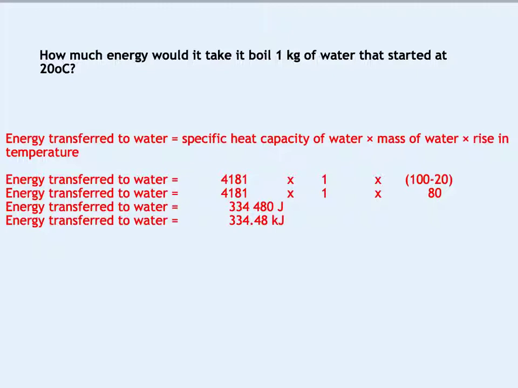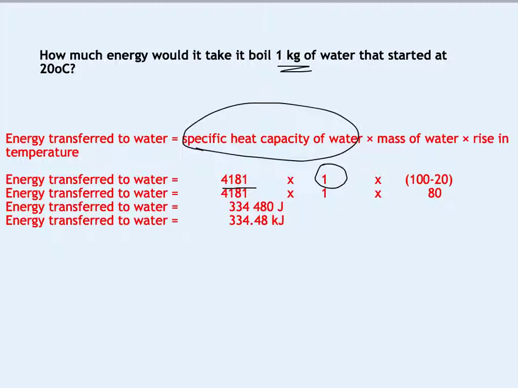The energy transferred to the water is the specific heat capacity of the water multiplied by the mass of the water multiplied by the rising temperature. So you go back to that table and you've got the specific heat capacity of water is 4,181 joules per kilogram. We know that we had 1 kilogram of water, it says so in the question.